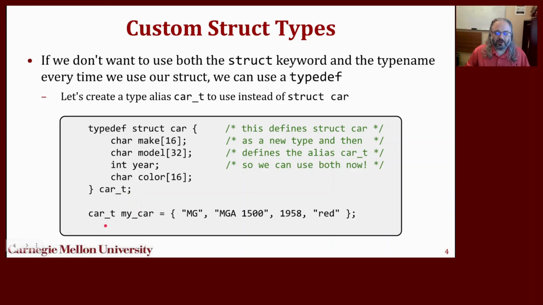These are both now valid types. So now when we create my car, instead of saying struct car my car equals all of this, I can say car_t my car. And it just looks a little bit more clean with our custom type. And now we can use this custom type just like we can use any other primitive type in C.